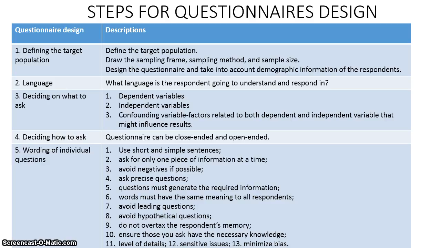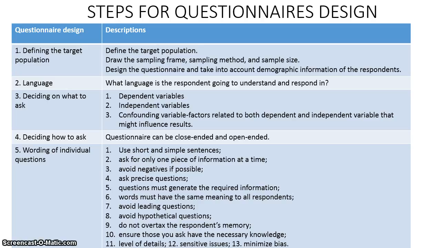First, you must use short and simple sentences. Number 2, ask for only one piece of information at a time. Number 3, avoid negatives if possible. Use positive words. Number 4, ask precise questions. Number 5, questions must generate the required information. Number 6, words must have the same meaning to all respondents. Number 7, avoid leading questions.